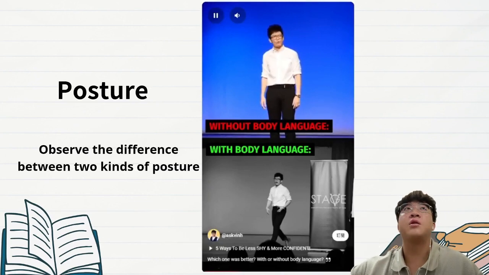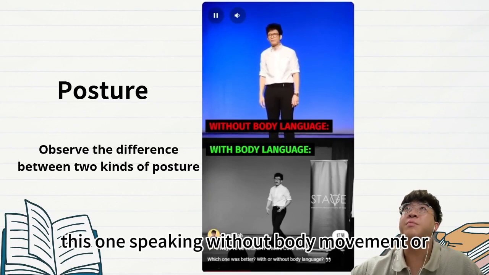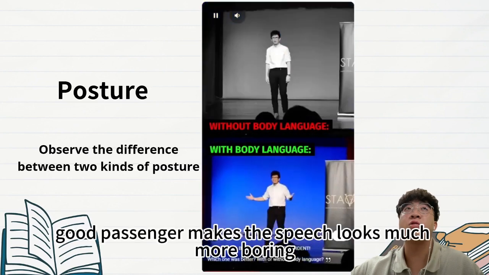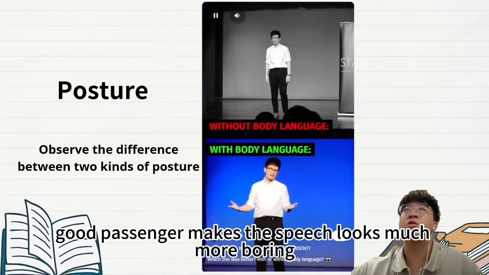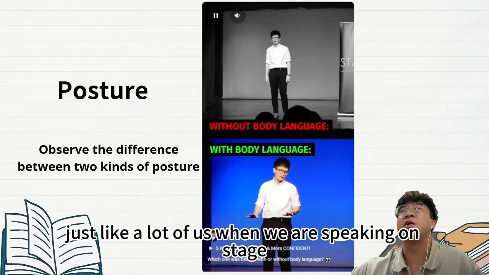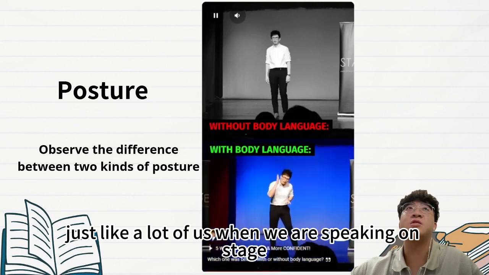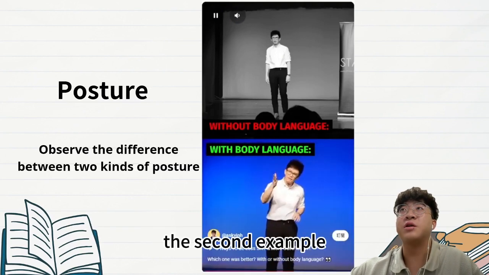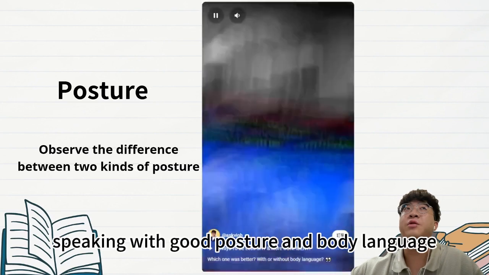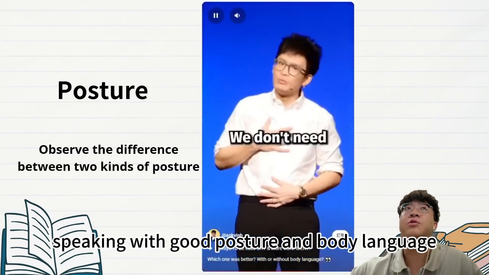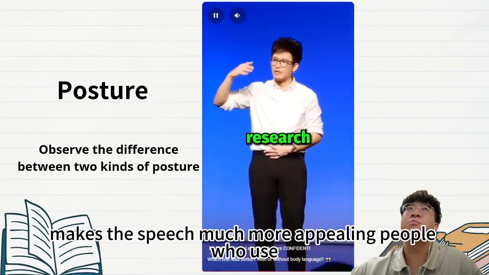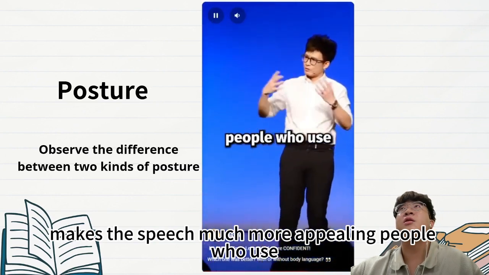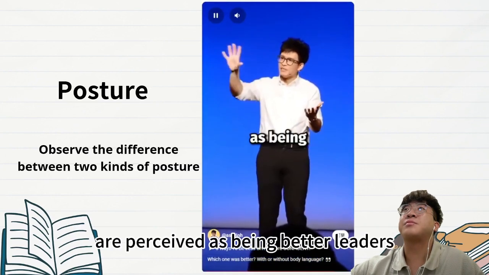As you can see, this one, speaking without body movement or good posture, makes the speech look much more boring, just like a lot of us when we are speaking on stage. But the second example, speaking with good posture and body language, makes the speech much more appealing. People who use their body language are perceived as being better leaders.